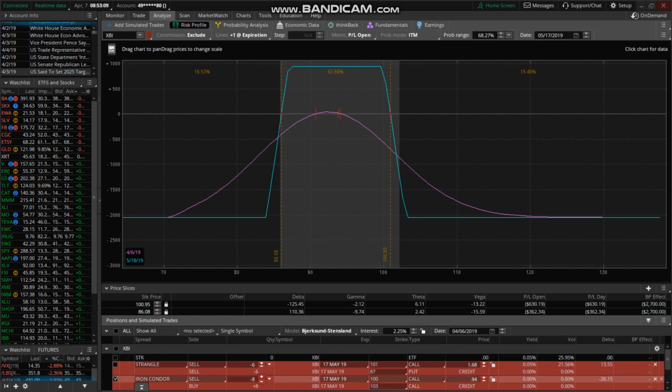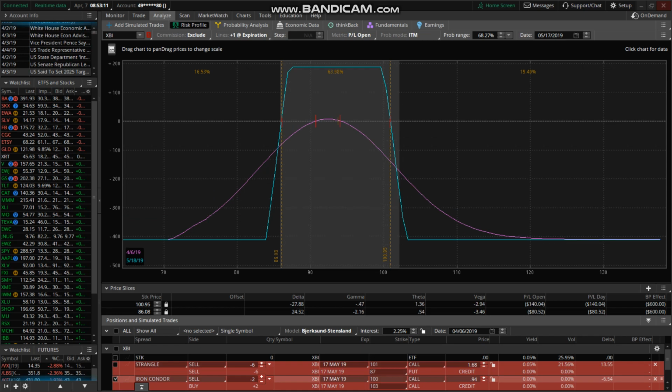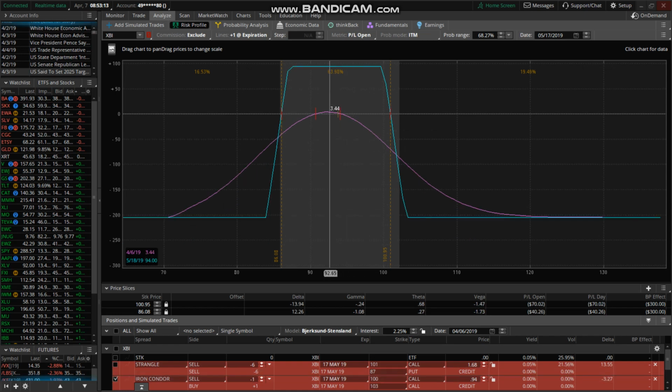Let's say we just do one contract. I'm sorry, not one contract, one trade, one iron condor. If it stays within this price range right here, we are making $94. You can see the prices down here, $94 if it stays within here. However, if it falls out of it, we are losing $206. This is your probability of success right here, 63.98%.